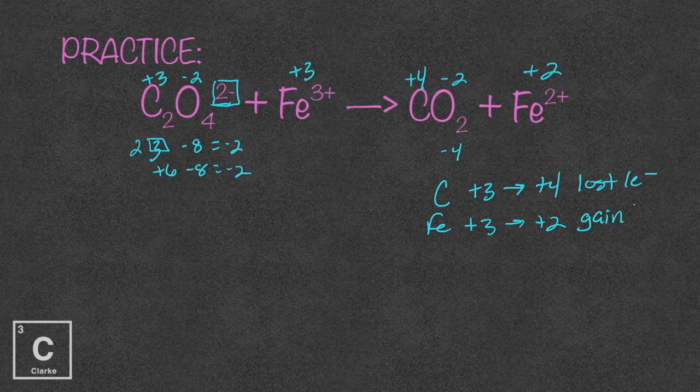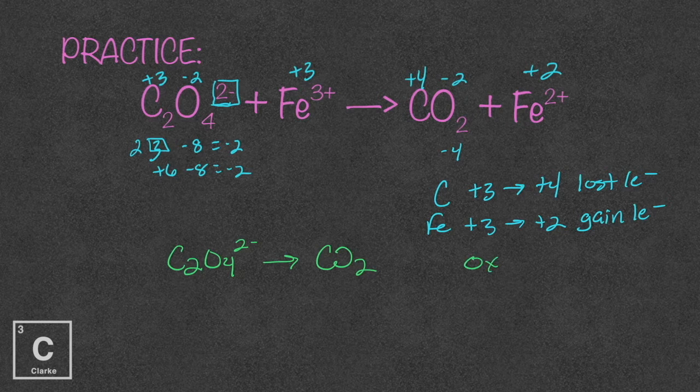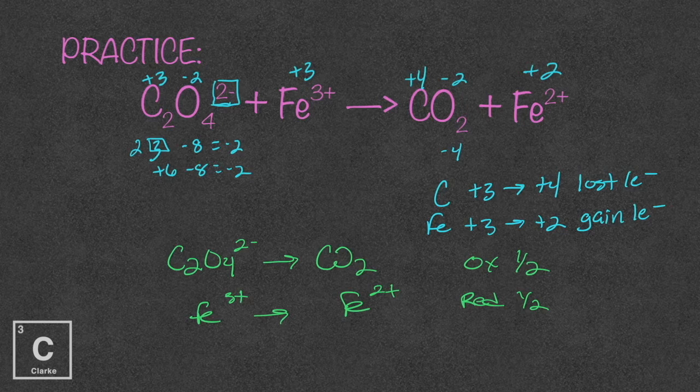gained 1. So when we write our half reactions, our oxidized half reaction is going to be with carbon. Let's do that one first. And then, let's just label that oxidized half reaction. And then our reduction half reaction, that's going to be our iron. Let's not forget our electrons. And let's label that reduction half reaction. So in our oxidized half reaction, we lost an electron. So we're going to put 1 electron here. And in our reduction half reaction, we gained an electron, so 1 electron here.